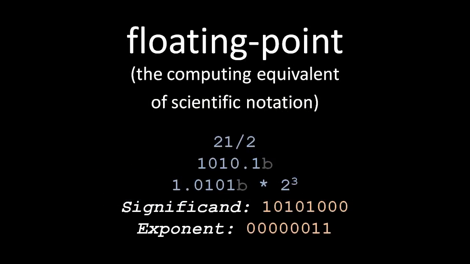In computing, we use an analog of scientific notation called floating point. In floating point, we represent a rational number as a significand and an exponent, where the significand is represented in binary, and the exponent is the power to which we are raising 2.